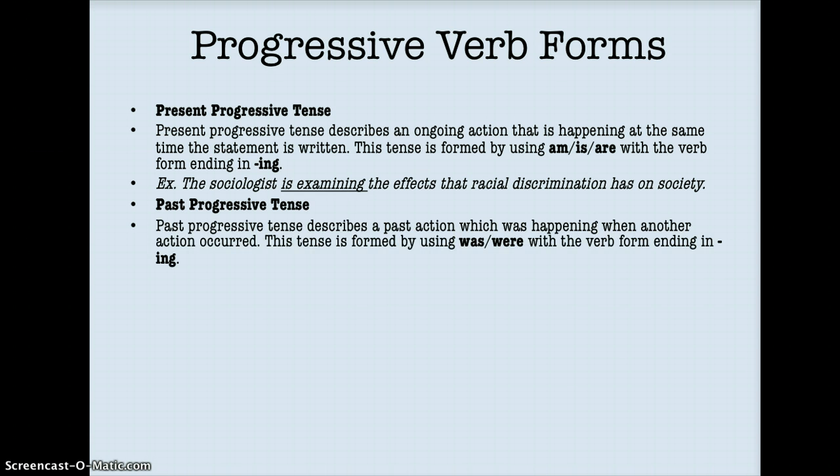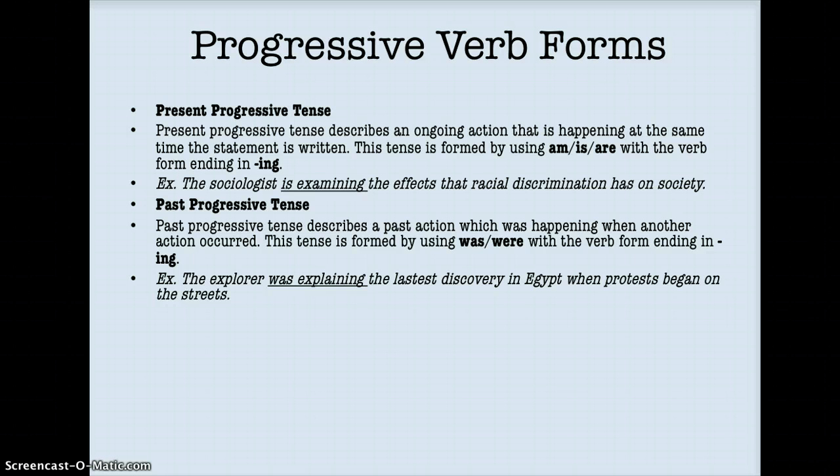The past progressive tense describes a past action which was happening when another action occurred. This tense is formed by using was or were with the verb form ending in ing. So this means: the explorer was explaining the latest discovery in Egypt when protests began on the streets. Essentially, the explorer was in the midst of doing something, he was progressing through something when protests began, but all this happened in the past.